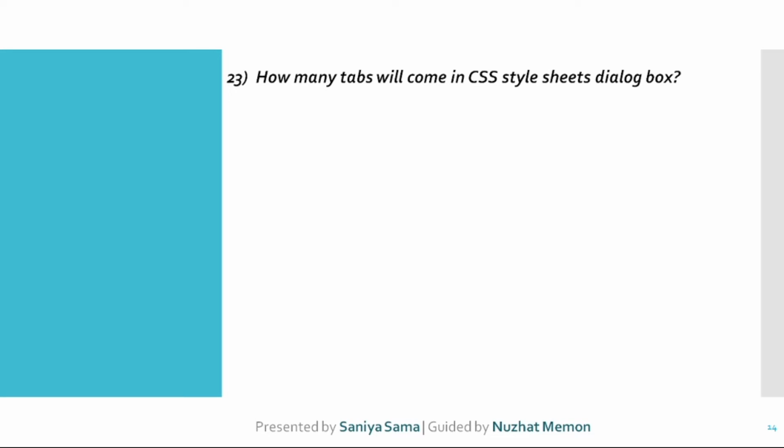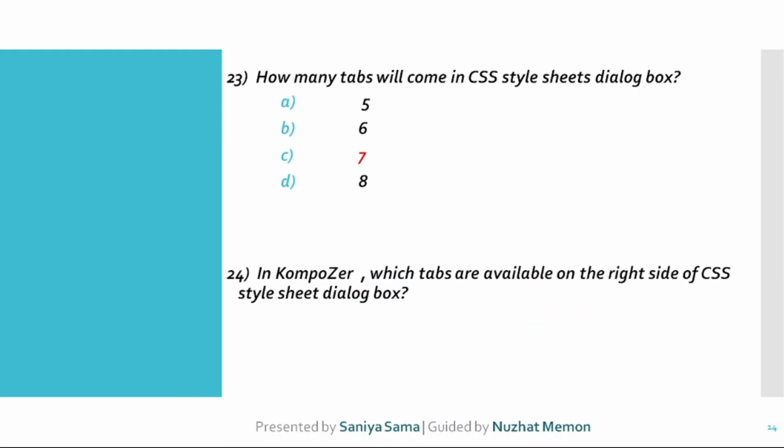23. How many tabs will come in CSS style sheets dialog box? Option A, 5. Option B, 6. Option C, 7. Option D, 8. The answer is 7.